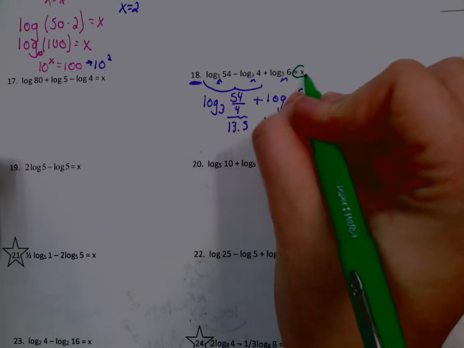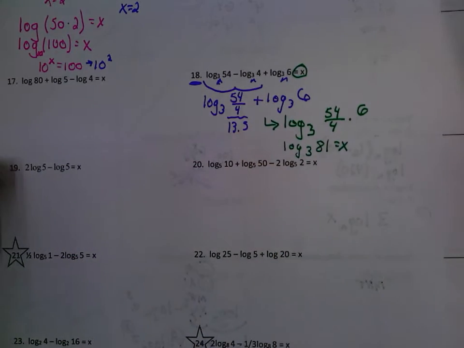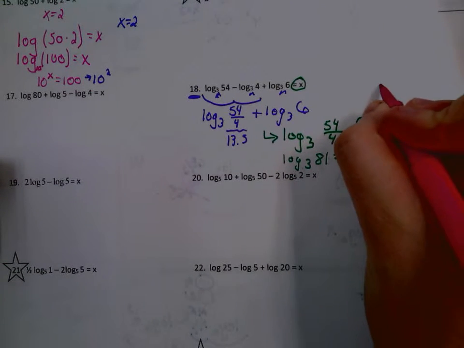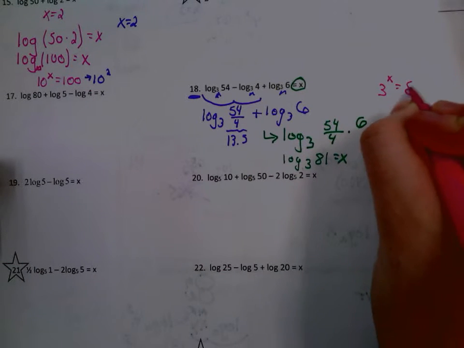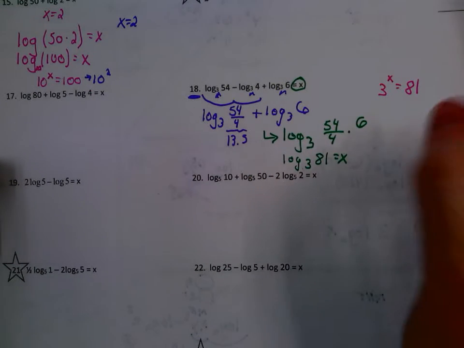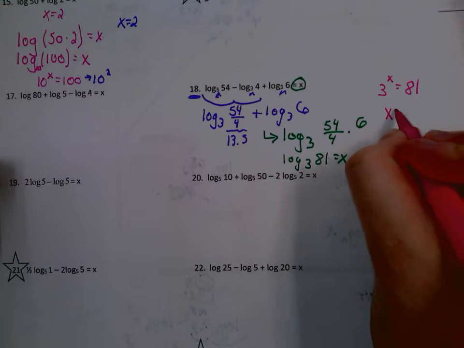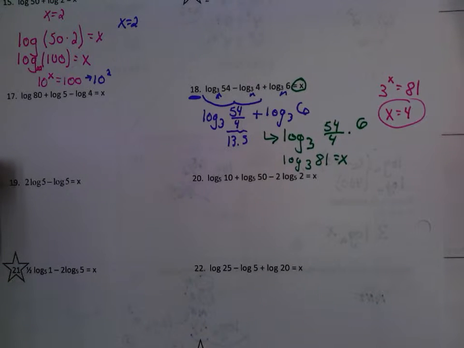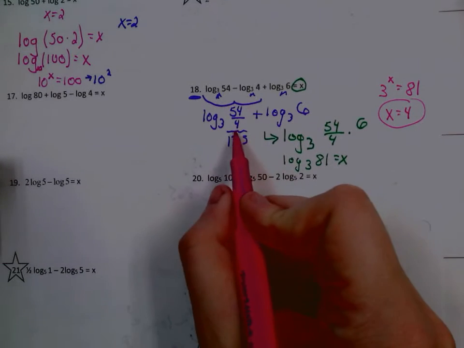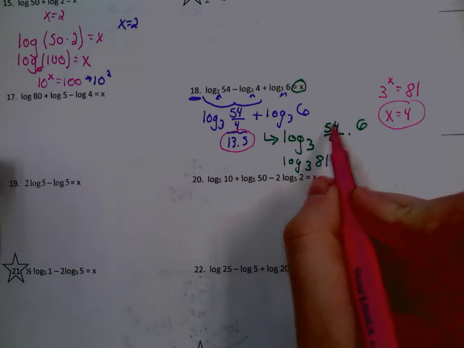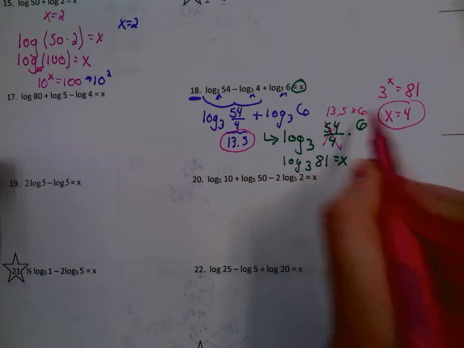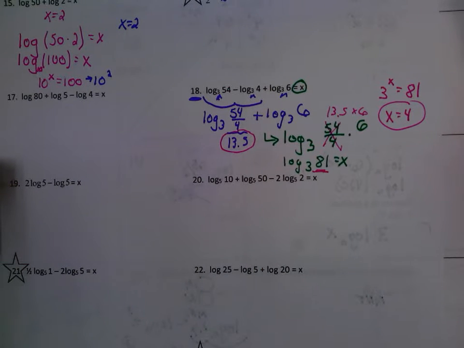This is still equal to x, so I can go ahead and write equals x. Then all I have to do, just like problem 15, is set this up as 3 to the x power equals 81. Ask yourself, 3 to what power gives me 81? It should be 3 to the 4th power, and that would be my final answer. As far as work on a test goes, that's what I would expect to see. Again, if you chose to use the 13.5, you would just have 13.5 times 6, but that would still give you 81. Either direction, you'd be perfectly fine.